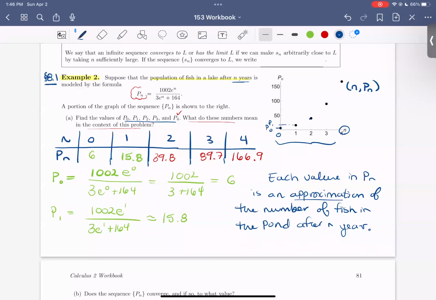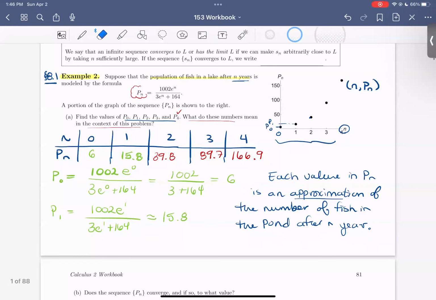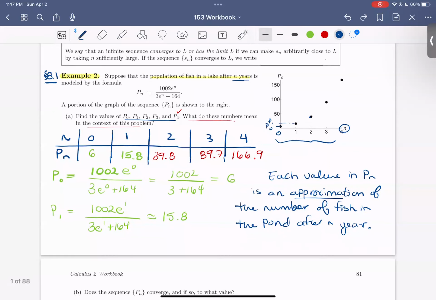Then we could ask a similar question as in the first example we saw: what is the behavior of these P sub n's as n gets larger? So far, what we've seen is that as n increases, P sub n increases. We see that in the graph too. So we might be left to think that the fish are just going to continue to increase in population forever.